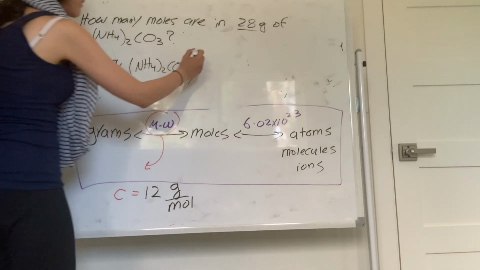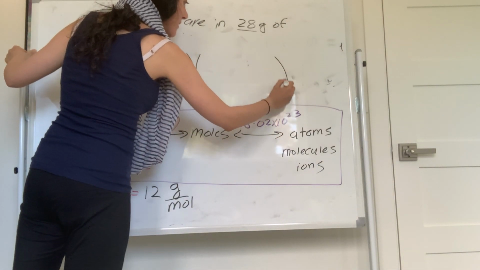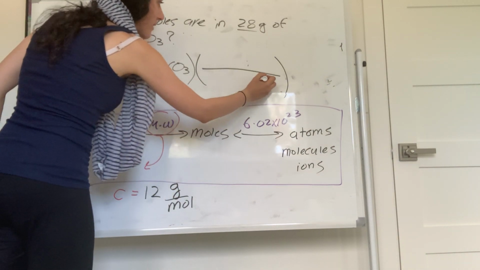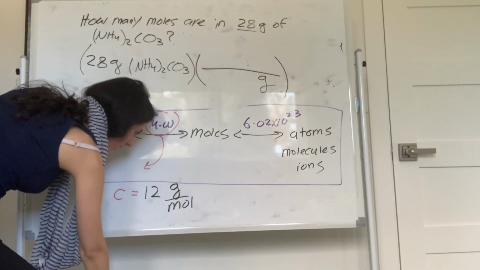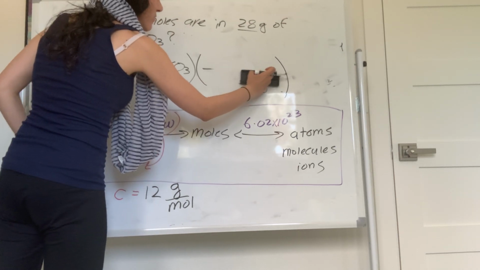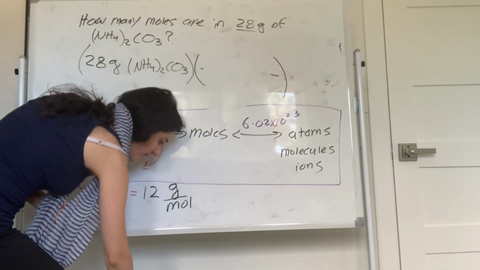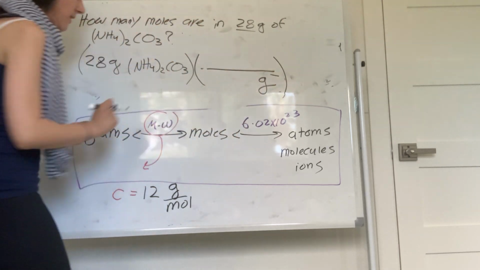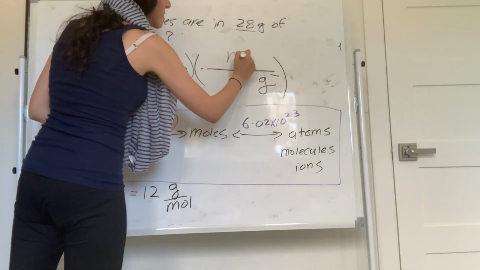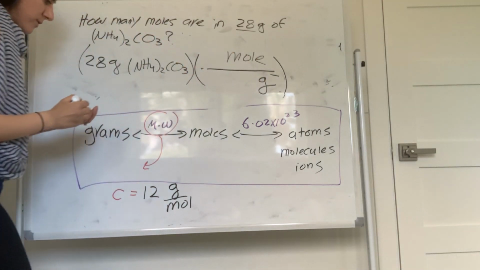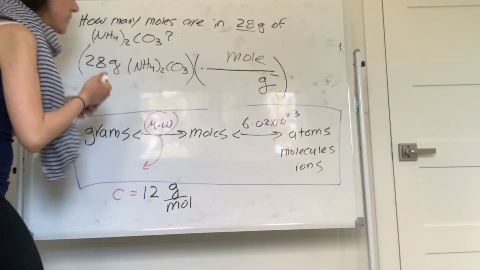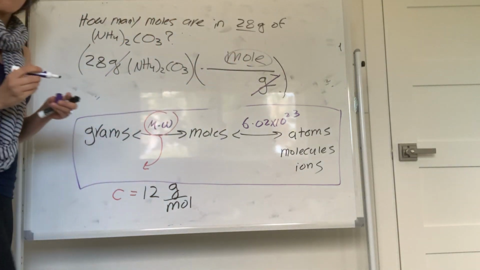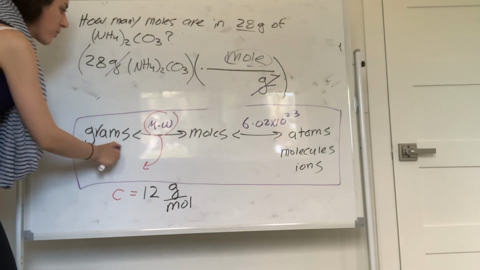I'm going to come up here. Do I want grams? I do not want grams. Gram is going to go down here. So again, you have to see what you're trying to cancel out. You're trying to cancel out grams, so gram goes down here. I want moles, so mole goes up here. We're good so far. This is great because then I can cancel out the grams and end up with moles.